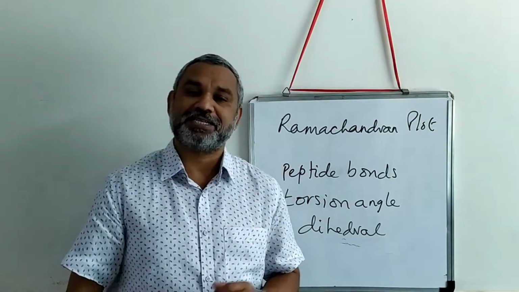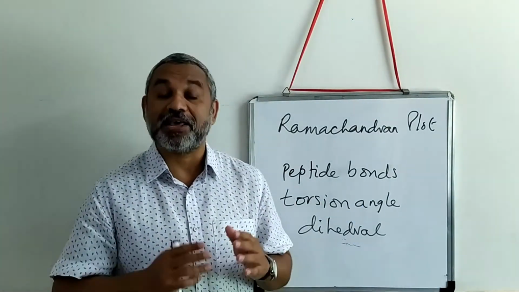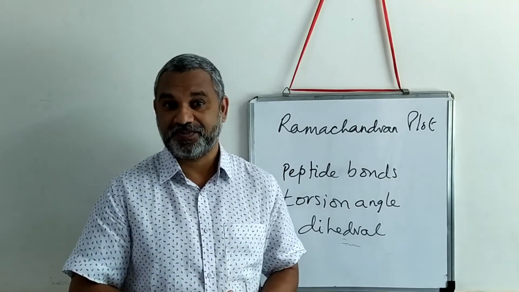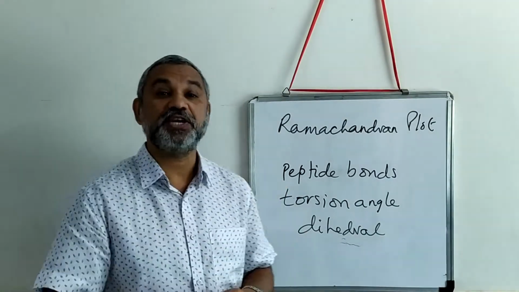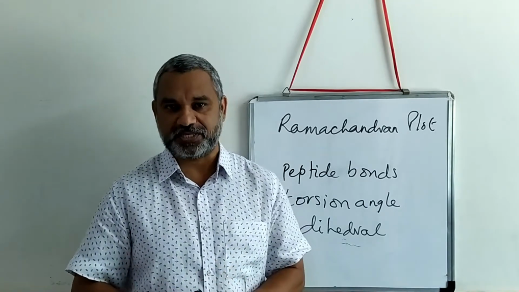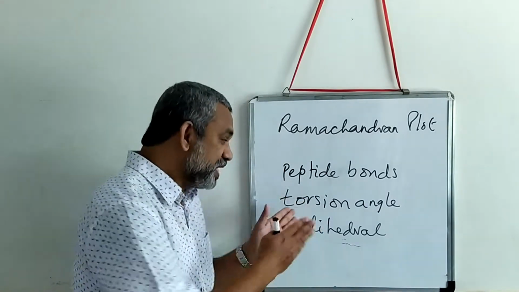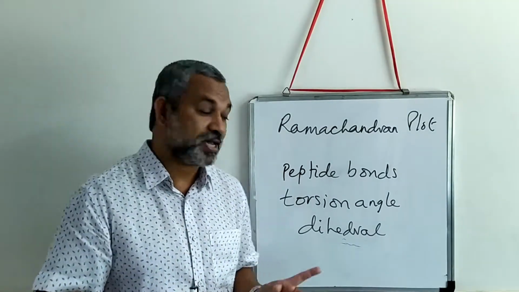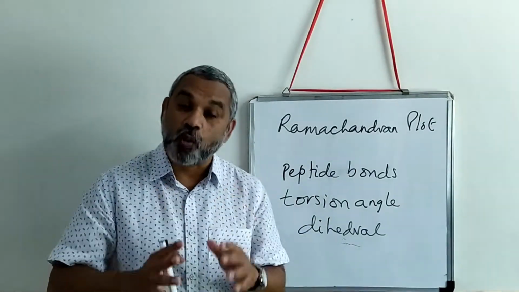We have looked at peptide bonds elaborately in a video that was posted earlier. I request that you go through this video to understand peptide bonds. Now we shall begin our discussion of the Ramachandran plot by looking at the torsion angle.